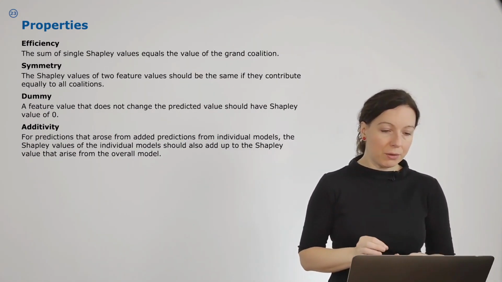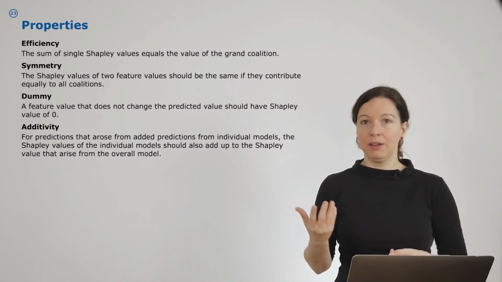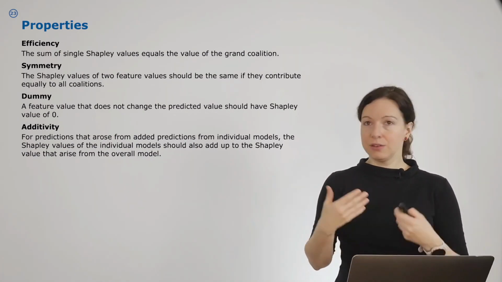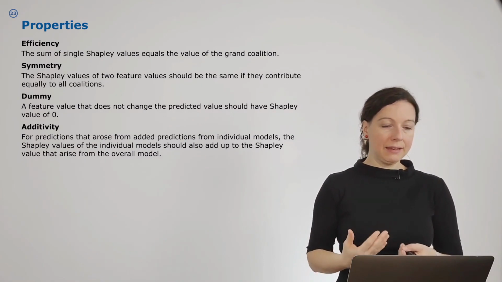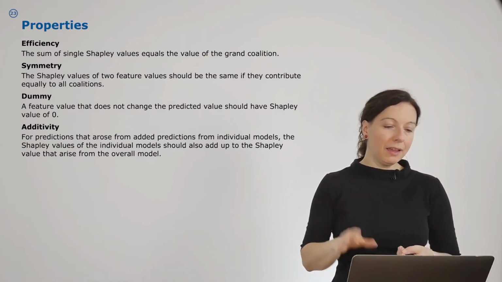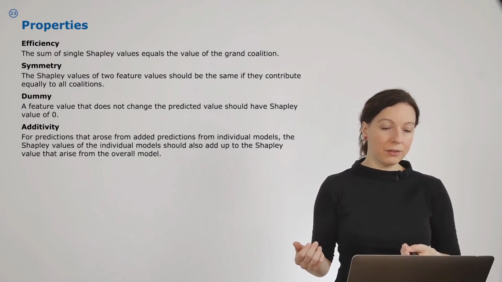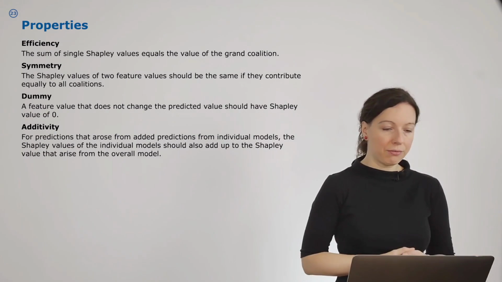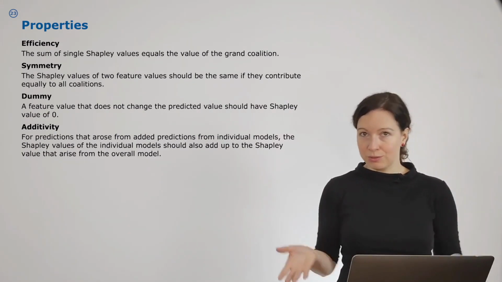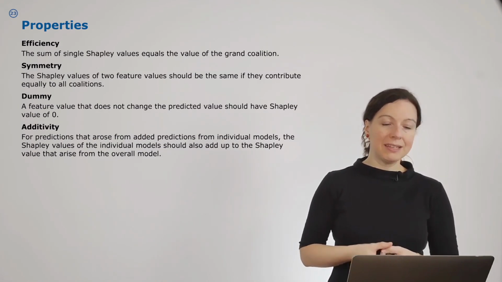Then we have the property of symmetry. The Shapley values of two feature values should be the same if they contribute equally to all coalitions. This is also fulfilled. Then we have the dummy property. That means a feature value that does not change the predicted value should have a Shapley value of 0. That's reasonable and it's also fulfilled. And then we have additivity.